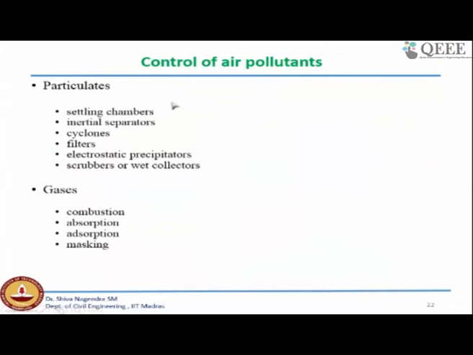Let us look at the control of air pollutants. There are different mechanisms available. I will explain some of the concepts used in controlling these pollutants. Broadly we classify the pollutants into two types, particulates and gases. Particulates have a density, so you can use all the physical forces possible to remove them. For example, settling chambers using gravitational force, then inertial separators, which induce some additional force and try to eliminate them from the path, then cyclones, filters, electrostatic precipitators, and scrubbers or wet collectors.